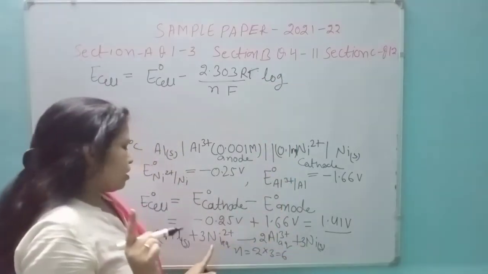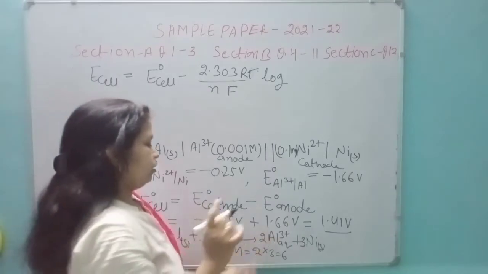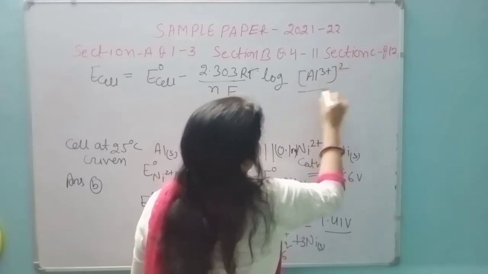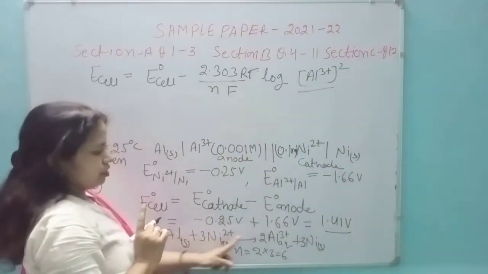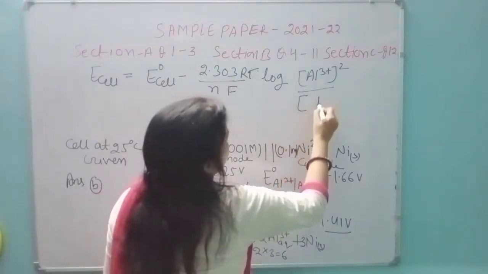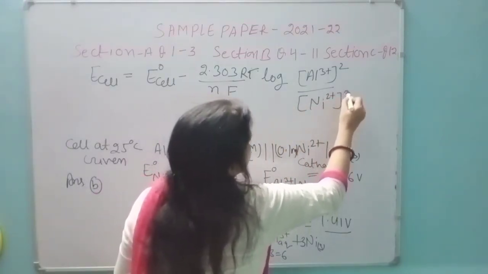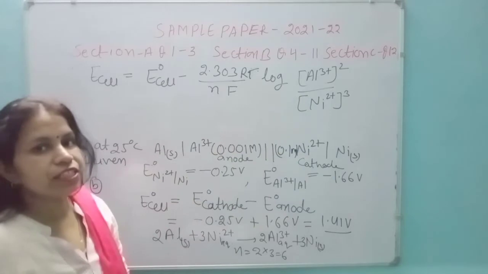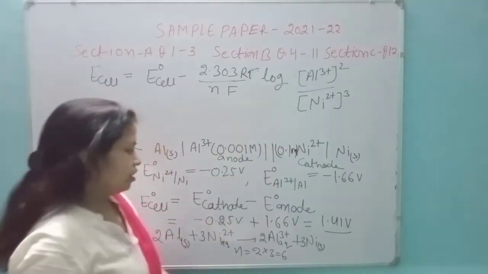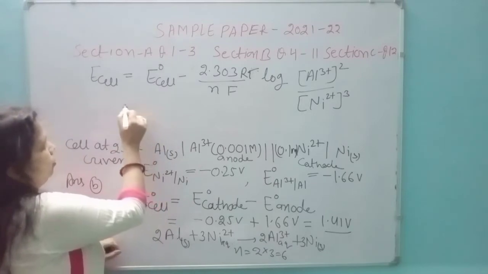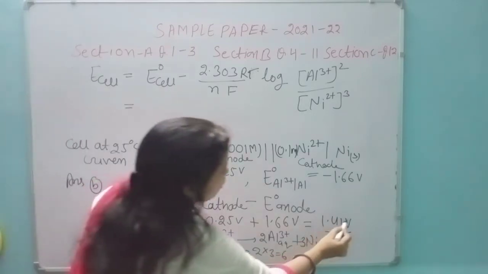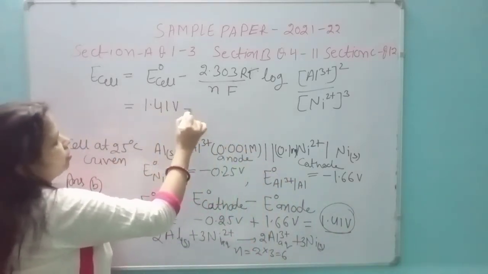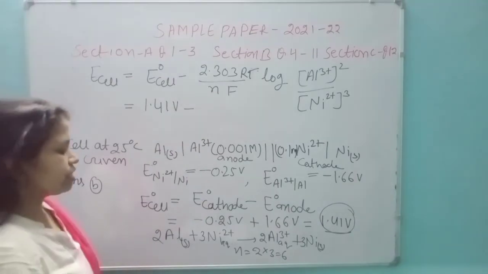Now log. You do not have to write the solid. The concentration of solid is always 1. Al3 plus to the power 2, the stoichiometric coefficient is 2 here, and nickel Ni 2 plus to the power 3, and solid is always 1. So product upon reactant. Now write down the value. E cell we already calculated, this is the E cell value, 1.41 volt. Clear, beta?